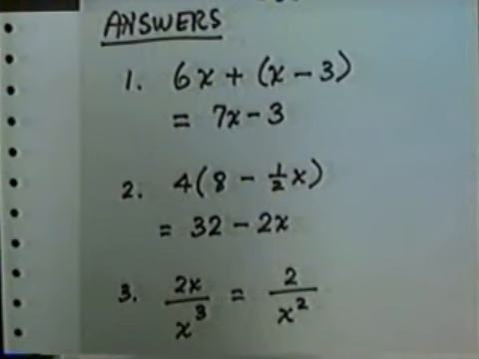For exercise 3, the answer should be 2x over x cubed. When you have finished simplifying, it will be 2 over x squared.